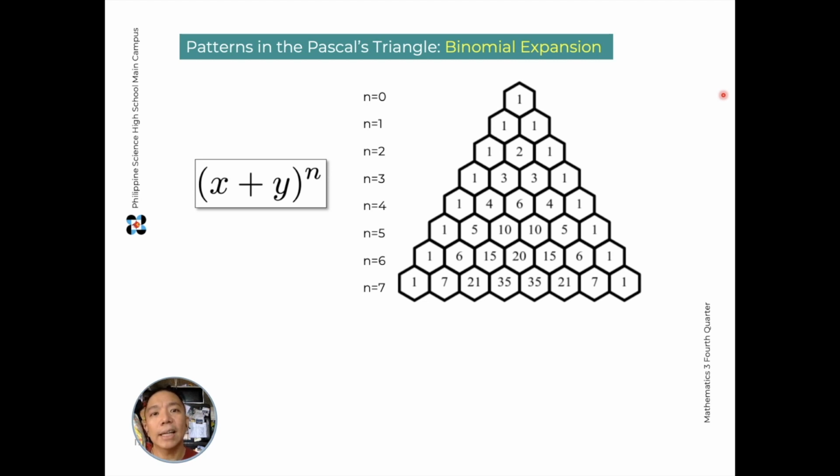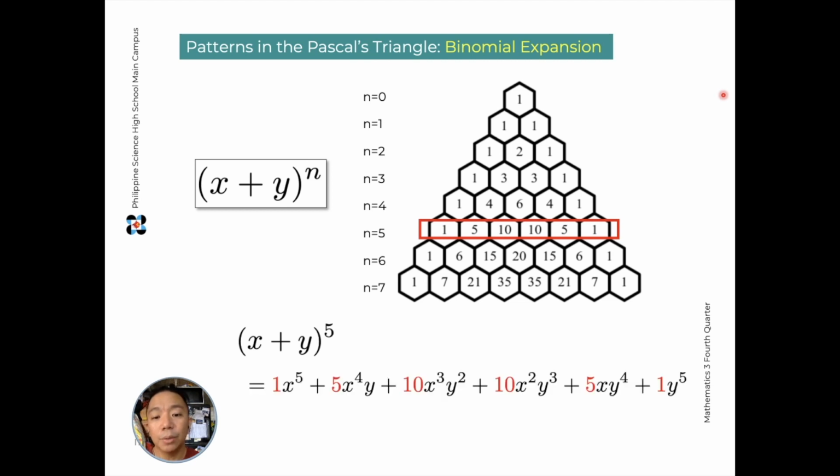So let's take a look at a specific example. Let's say x plus y raised to 5. Gagawin natin, titignan natin yung row corresponding to n equals 5. So 1, 5, 10, 10, 5, 1. Sulat natin yung entries ng Pascal's triangle. Dito 1, 5, 10, 10, 5, 1.